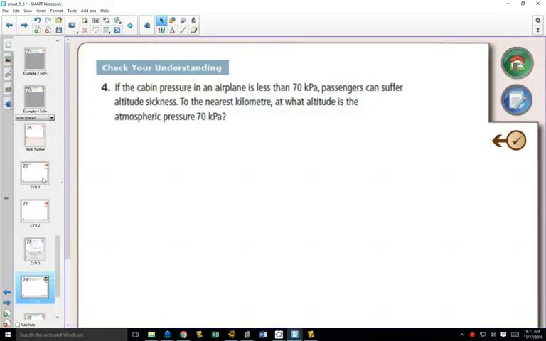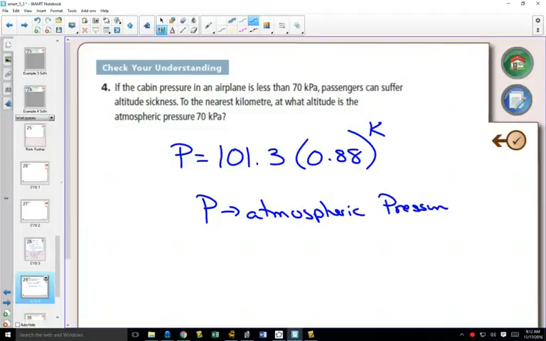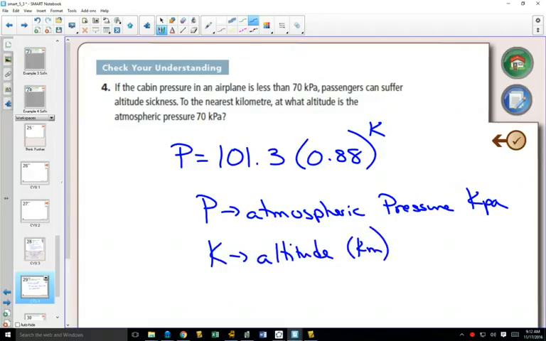All right, so in our last example, again, you would be given a formula. The formula in this case that they would give you, prior to the question or in the question, would be this. And they would say that P is your atmospheric pressure in kilopascals, and K is your altitude in kilometers.